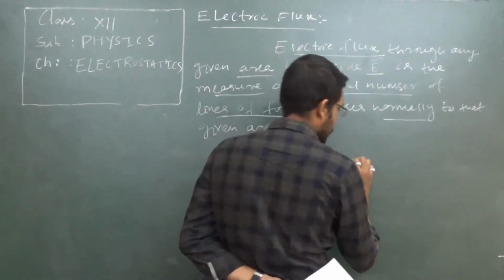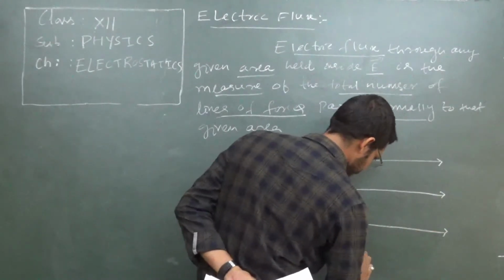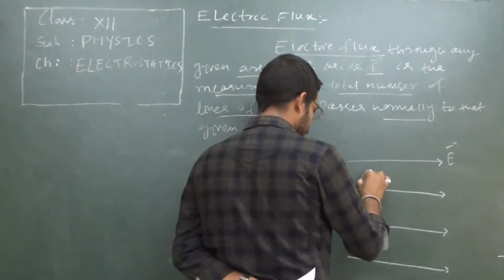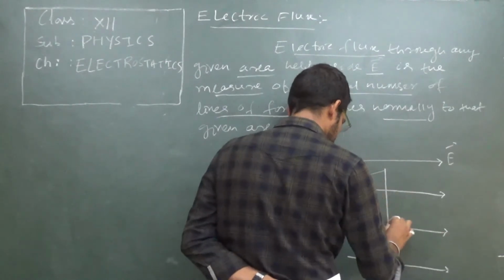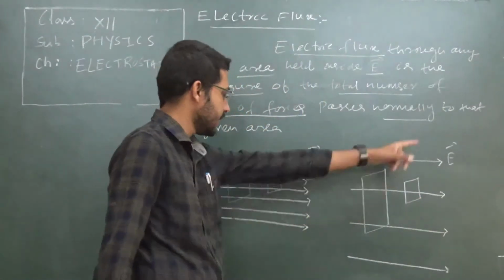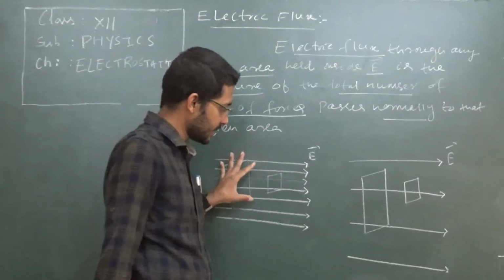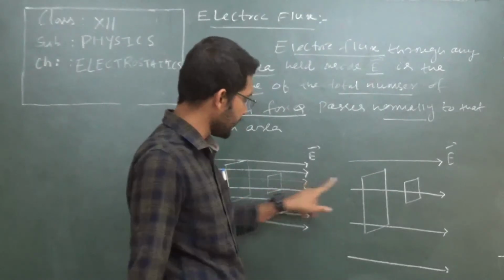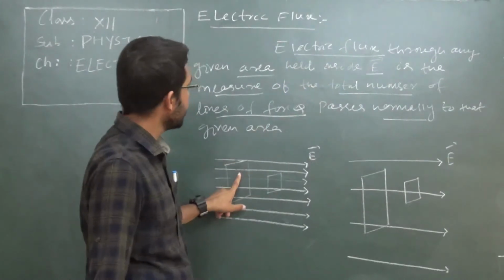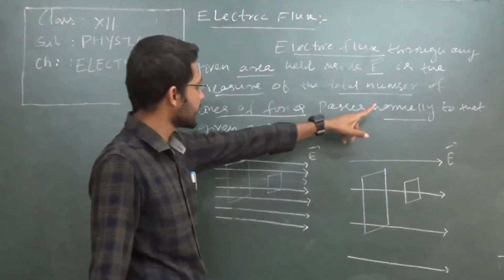Now if you consider a spread out electric field, this gives you the idea of a very weak electric field. If you place any region here, you can see the difference easily. For this area, the number of lines of forces is quite large as compared to this area. The same thing is happening here also. So the definition is satisfied in this diagram: electric flux through any given area held inside electric field E is the measure of the total number of lines of forces passing normally to the given area.